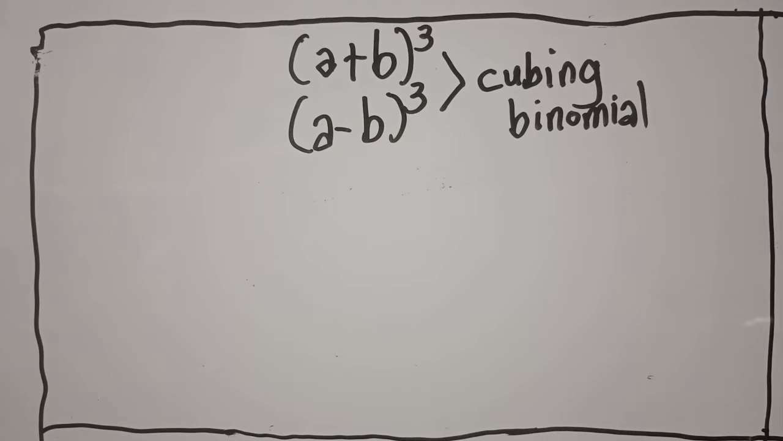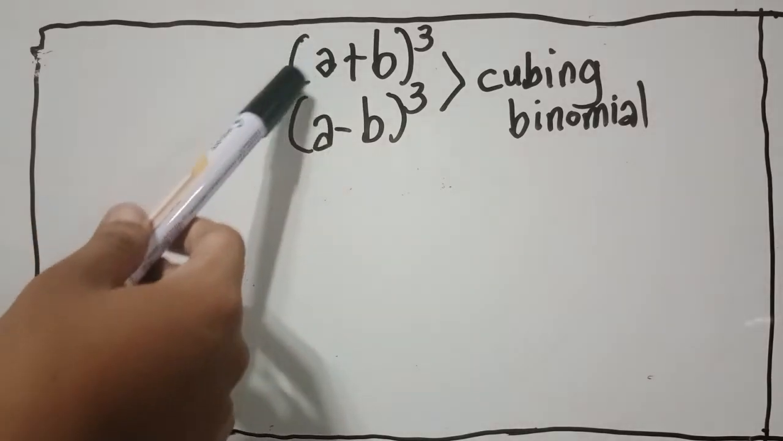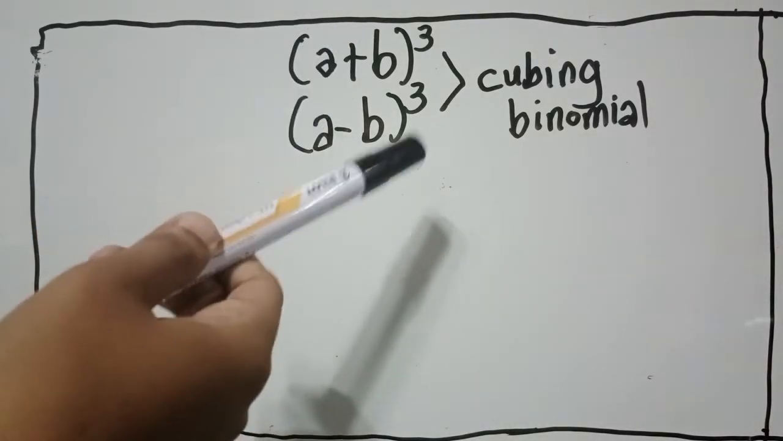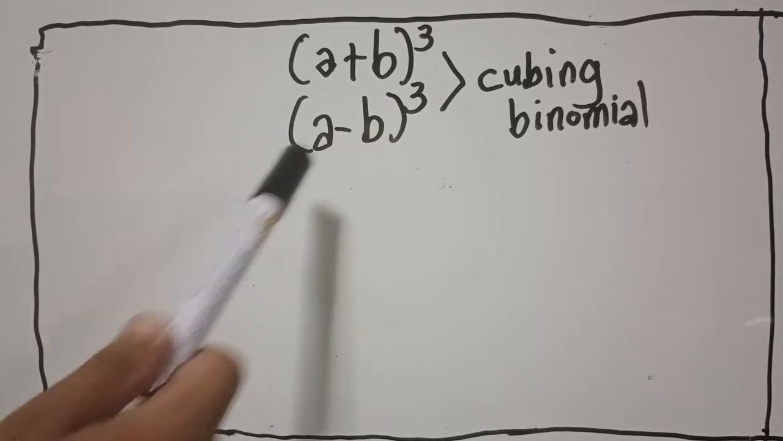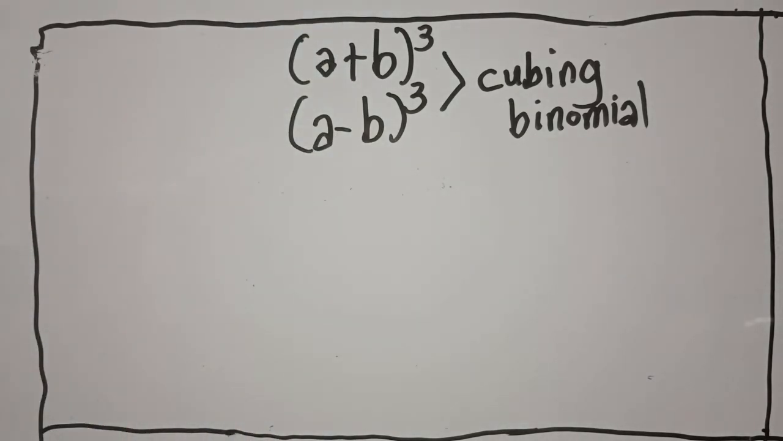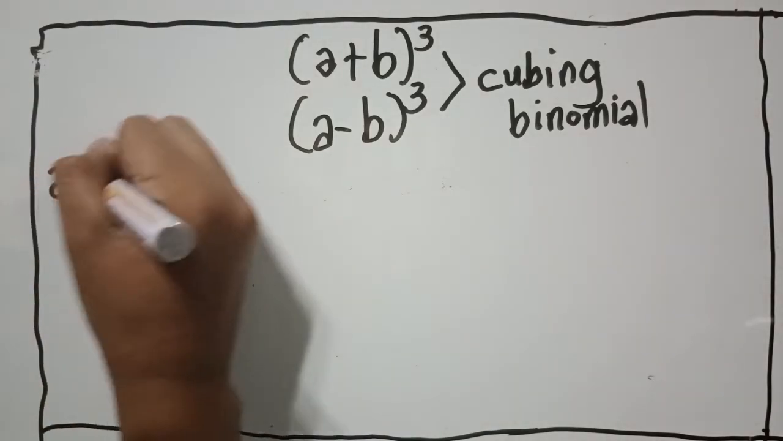So in this video, we are going to talk about how to cube a binomial. How are we going to cube the binomials a plus b cubed and a minus b cubed? First, remember that we have only one rule for cubing a binomial: any operation involved stays at the center of that. So this is the rule. How do we cube a plus b?